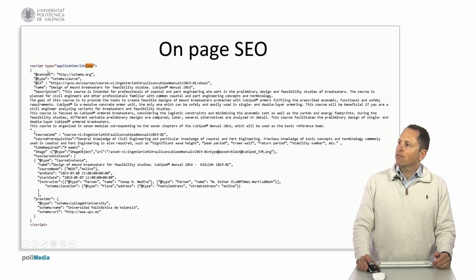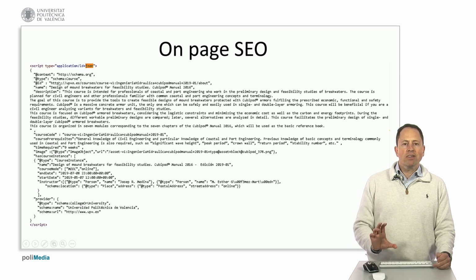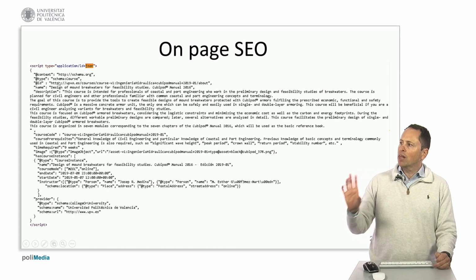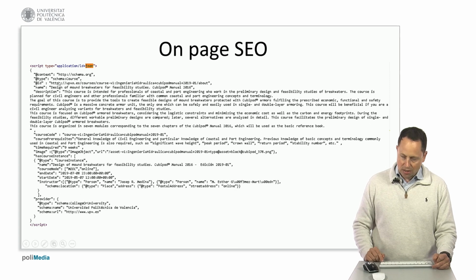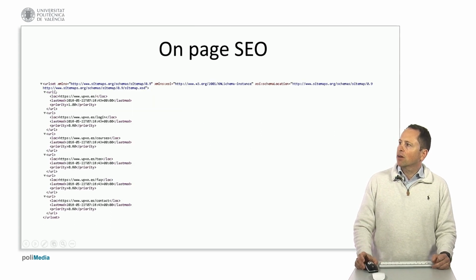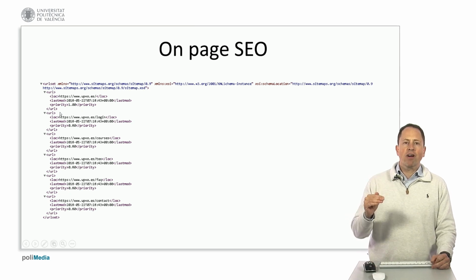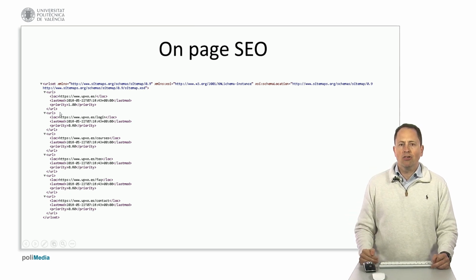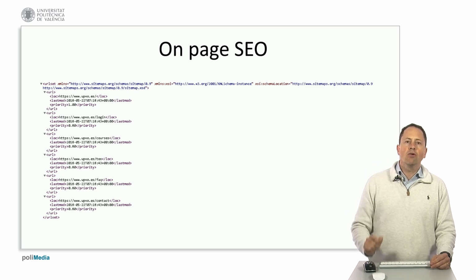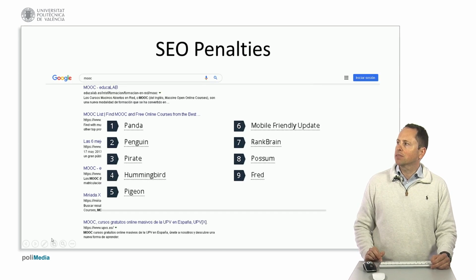Another thing that you can see here, for example, is the JSON for a course with the name, the description, and everything. This goes in the head part of the page. You never see it, the users never see it, but Google uses it to classify your pages. Here you have, for example, one sitemap XML that is an XML file with a list of all the pages that are on your website, and you upload it to the Google Search Console, so Google knows where to look for all the pages that you have in your website.